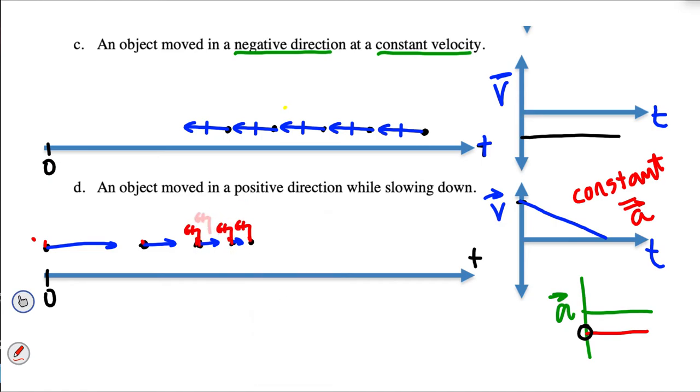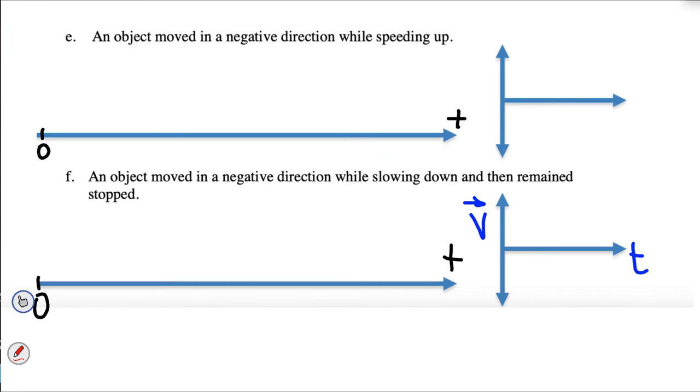This is a little bit better. Let's take a look at letter E. An object moved in a negative direction while speeding up. If it moved in a negative direction, we're going to want to start way in a big positive position so that we can move towards 0.